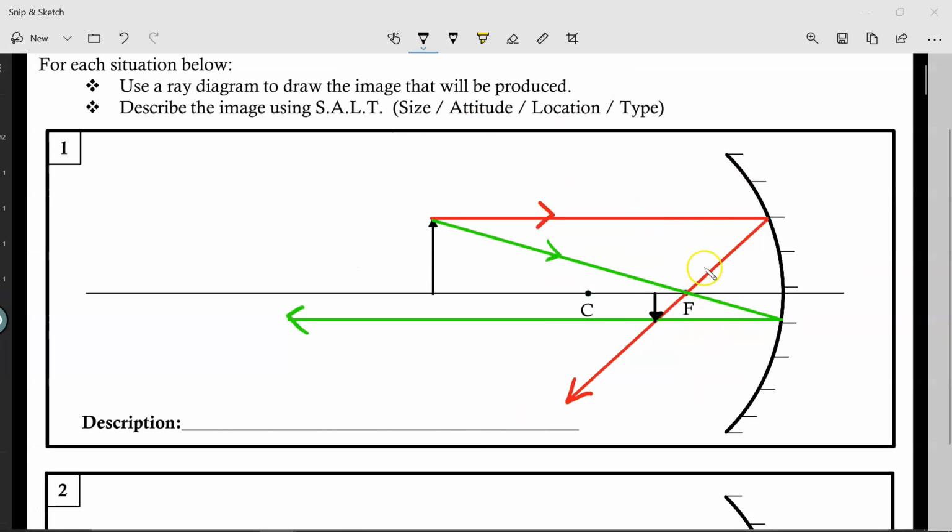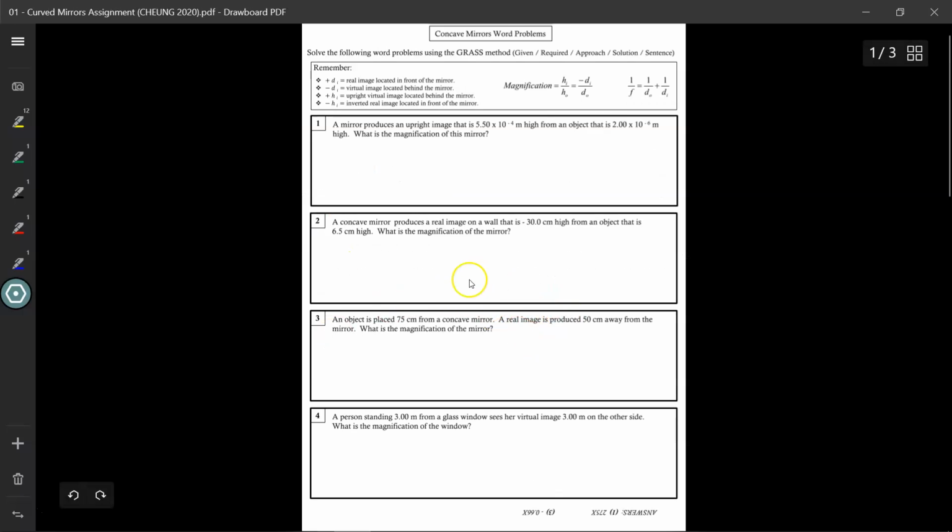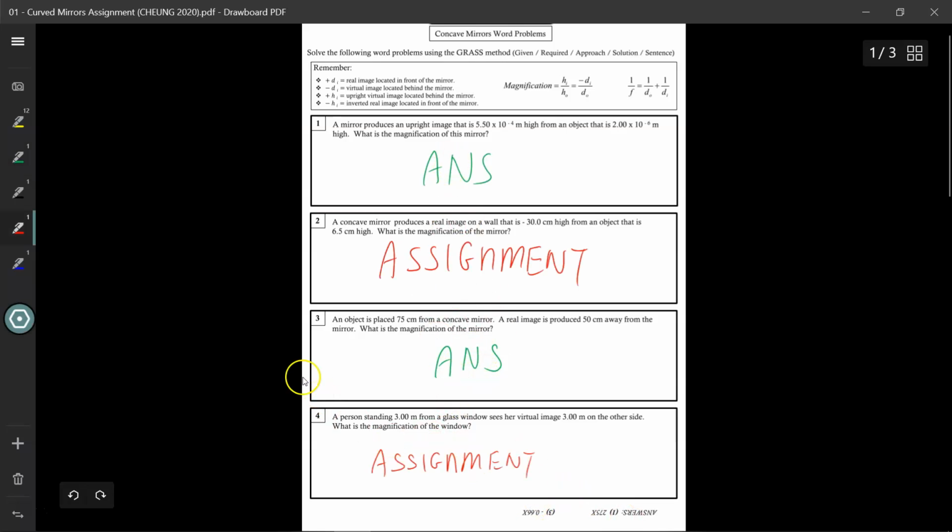But drawing a ray diagram is not the only way to predict the properties of an image. We can also make predictions using calculations. Now, in your assignment, you'll notice that there are answers at the bottom of the page. In this case, questions 1 and 3 have answers, but not questions 2 and 4. That's because questions 2 and 4 are going to be marked for your assignment. I did this so you can practice these questions and check your answers at the bottom to make sure you're doing them right before you try the assignment questions.